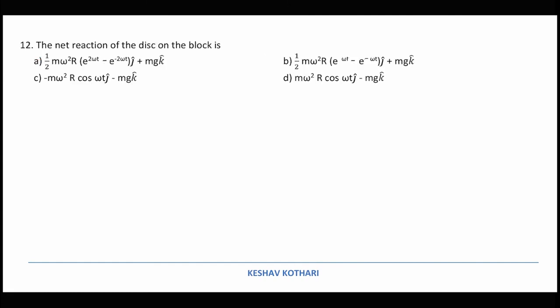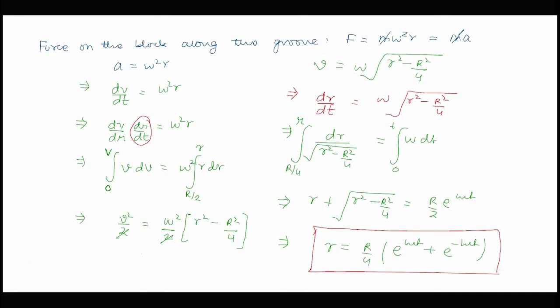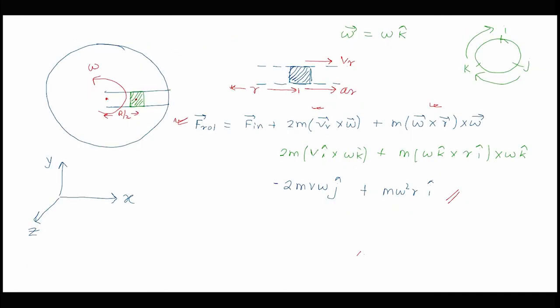So post this question, the next part asked over here is the net reaction of the disc on the block. To understand this, let us go back to the expression of force which we had. If we understand the direction which we have already assigned, that is the x, y and z axis directions, the reaction force that is going to act will be because of the weight which the block is exerting in the negative k cap direction.